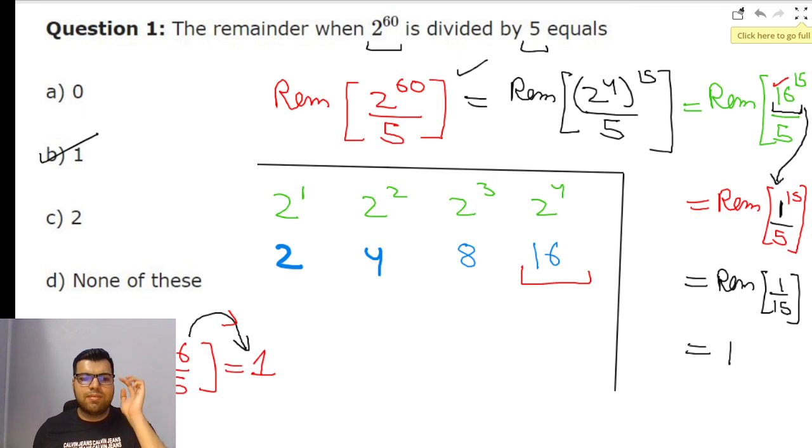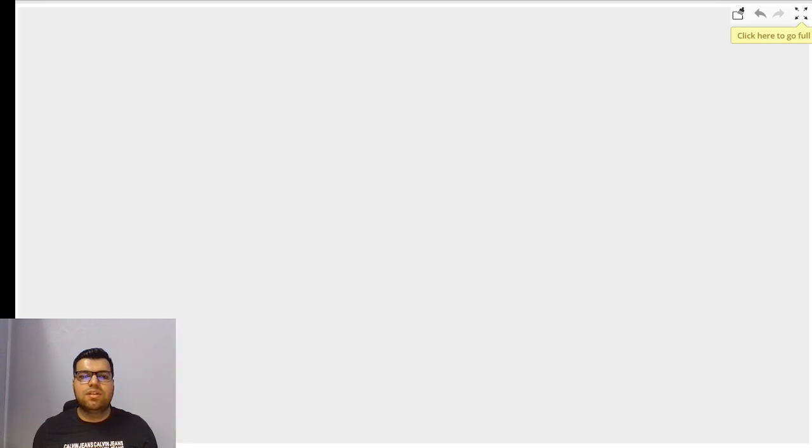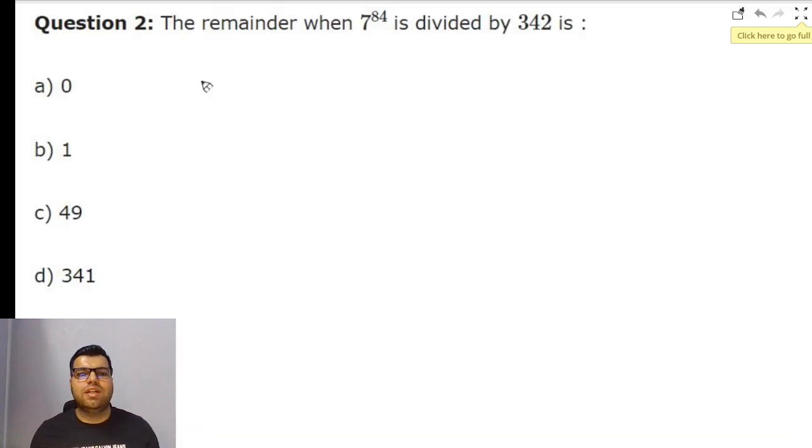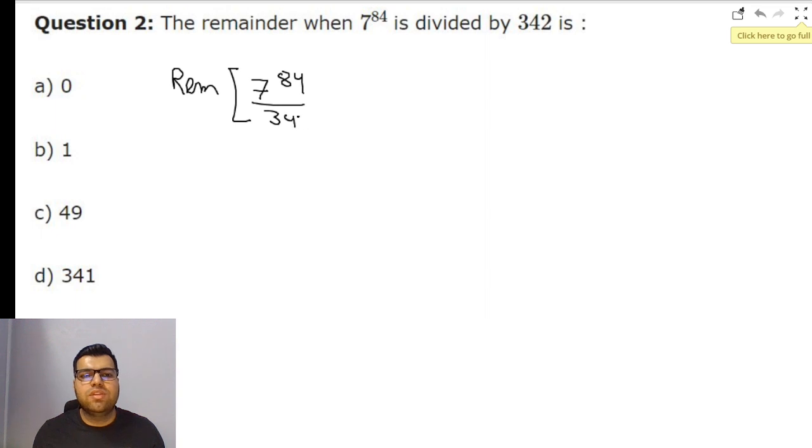This is a simple thing, everybody understood this. Answer was 1. In the next question also, similar question, let us do it. So I have explained you the property. Remainder of 7 raised to power 84 with 342. So the moment you see 342, a bell should ring that okay, I know about 343, which is the power of 7, so that will help me here.